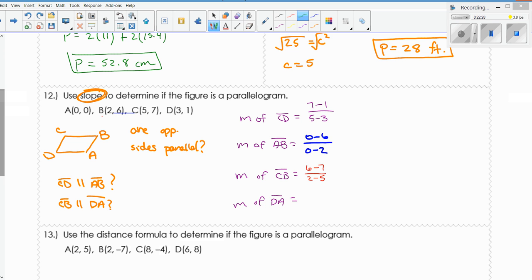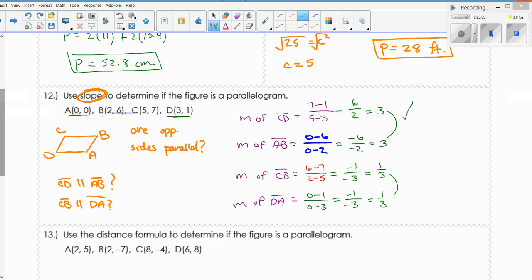Alright, I'm going to switch again and look at DA, so first and last. My y's are 0 and 1, so 0 minus 1, and my x's are 0 and 3. Now simplify. This gives me 6 over 2, which is 3. This gives me negative 6 over negative 2, which gives me 3. So those two are the same, so that's good. Those are parallel. This gives me negative 1 over negative 3, which is positive 1/3. Keep it as a fraction because it's slope. This gives me negative 1 over negative 3, which is positive 1/3. So those are the same as well.